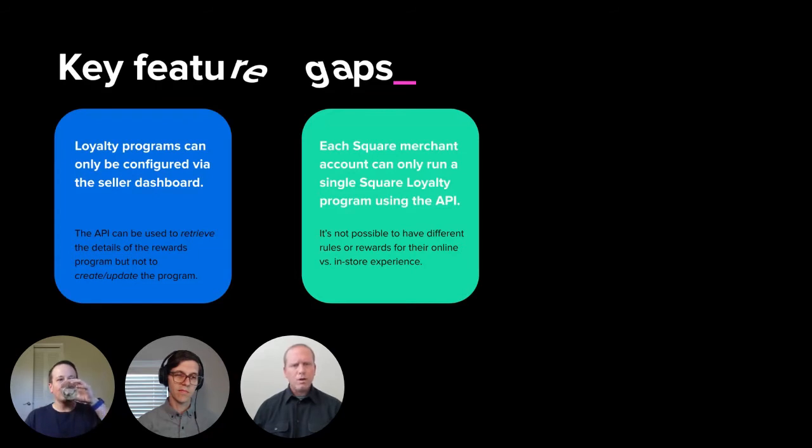And then as well, we can only support 1 loyalty account for a merchant. So what this means is you cannot support different accrual or rewards within a merchant across different locations, or let's say you want to set up a different type of program for a Square online store versus the Square point of sale. So those are the 2 feature gaps we'd like to call out. Next slide.